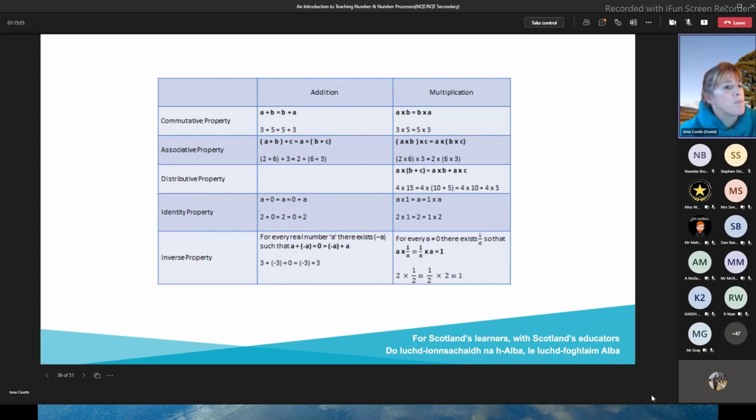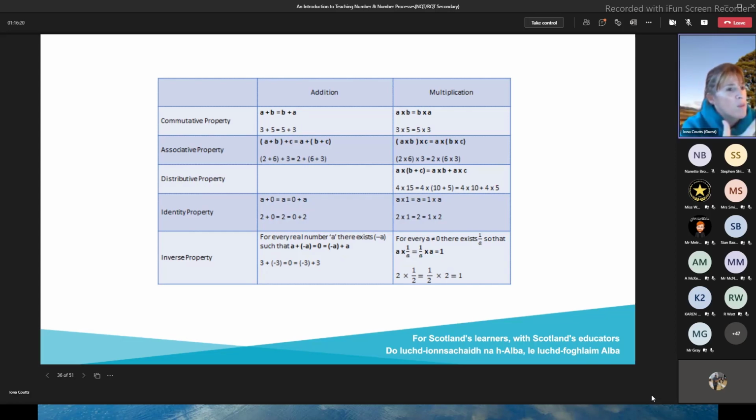So again, just trying to bring a little bit of mathematical formality where we can, where it's appropriate with our learners. We've got this idea of an identity for multiplication, which is 1. If you multiply or divide by 1, you get the same answer, it's unchanged. And similarly, there is a multiplicative inverse as well. So the inverse of 2 is 1 over 2, or a half, and so on.